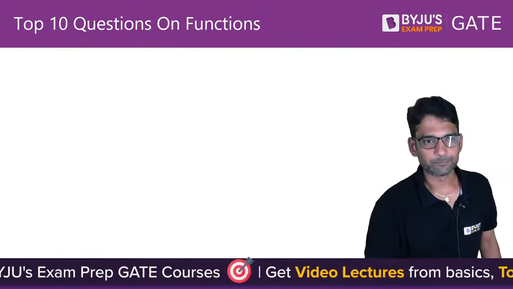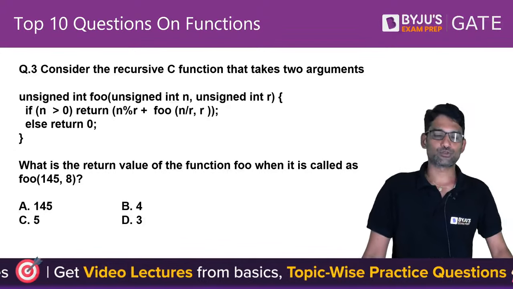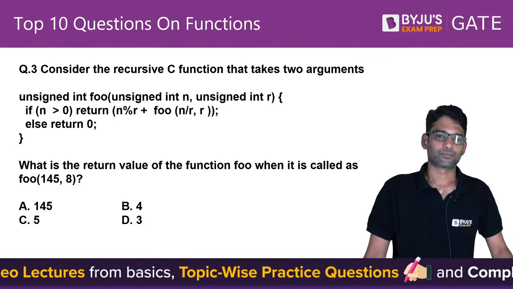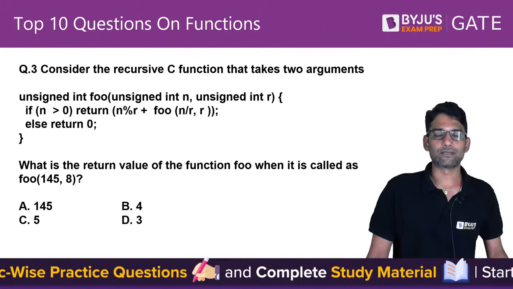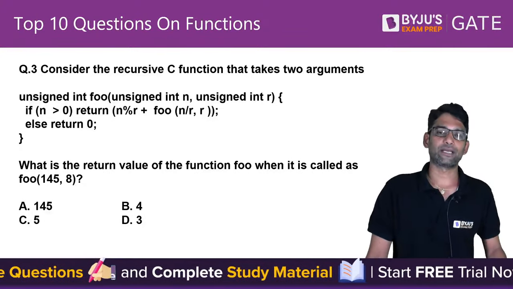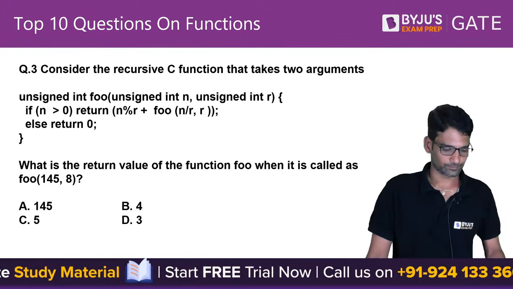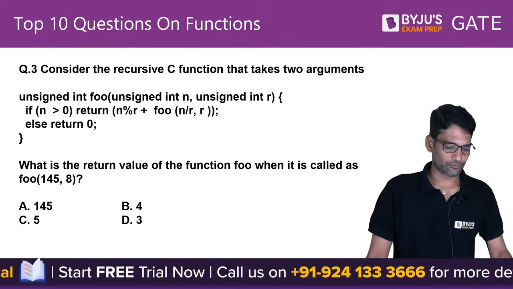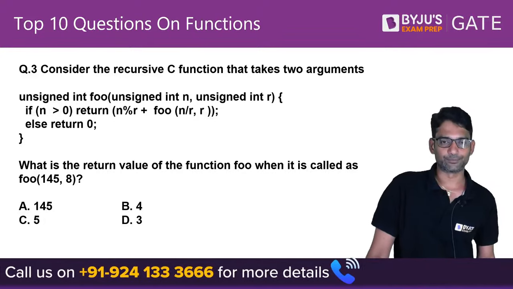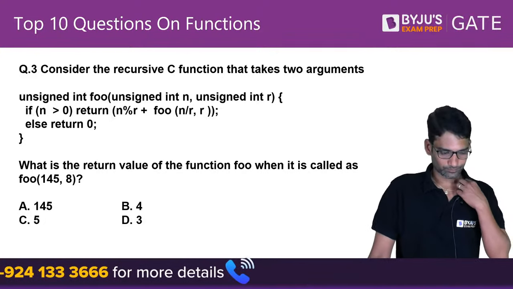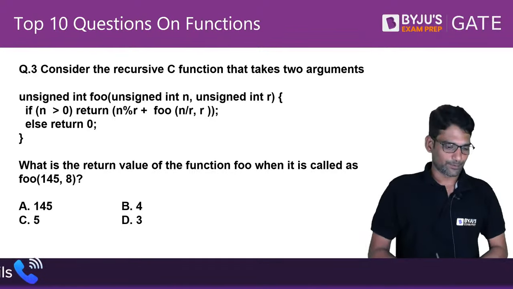Now question number 3. Consider the recursive C function that takes two arguments. What is the return value of the function foo when it is called as foo of 145, 8? Foo of 145, 8. What is the return value? Solve it quickly and give your answer.